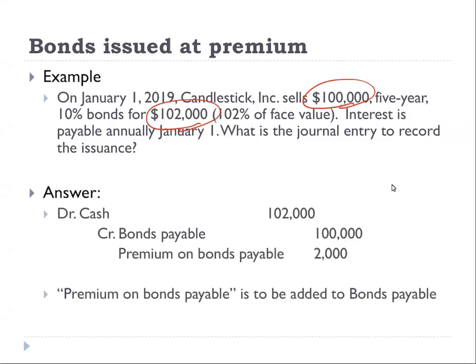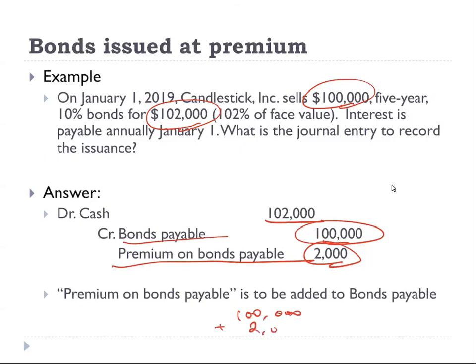So now the firm gets cash of 102,000. However, bond payable is always recorded at face value. And then the difference between those two, 2,000, is recorded as premium on bonds payable. And this account is added to the bonds payable account. So the net book value of bonds payable is going to be 102,000. So that's the net book value of bonds payable.